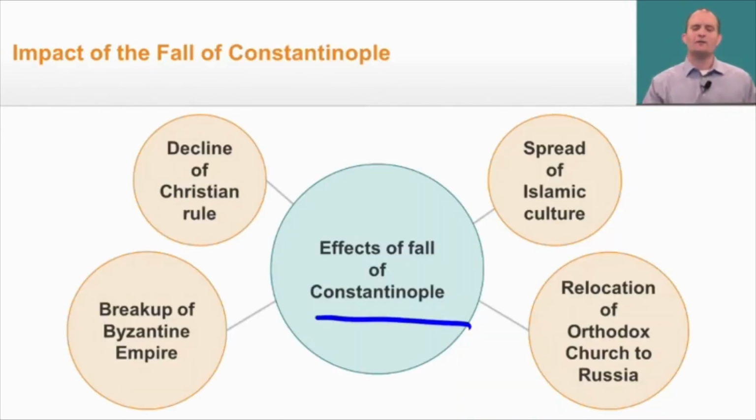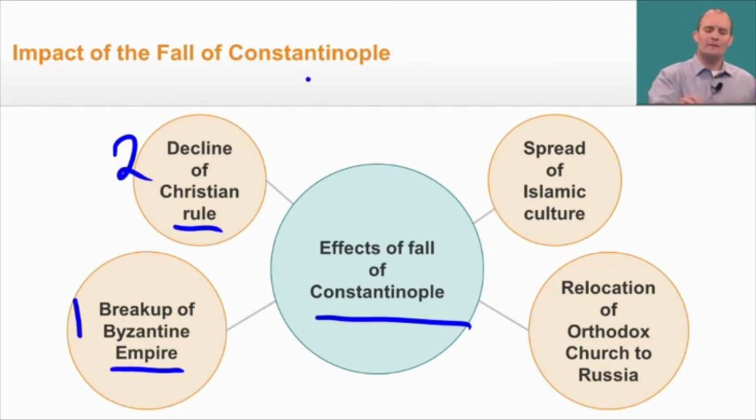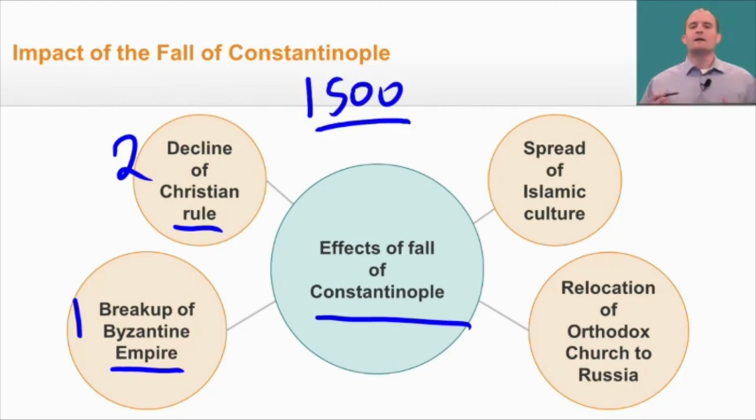Now, the effects of the fall of Constantinople, there were a few of them. To begin with, one, you had the breakup of the Byzantine Empire. Once the capital fell, the empire fell very quickly as well. Two, you had the decline of Christian rule in that area. In fact, Constantinople, or Istanbul, was a jump-off point for many of the Muslims to go into Eastern Europe. However, around the year 1500, the Muslims that were moving into Europe were pushed back because the European powers did become much stronger than the invaders.